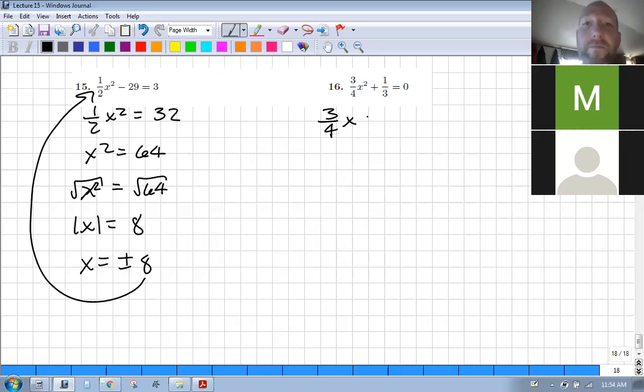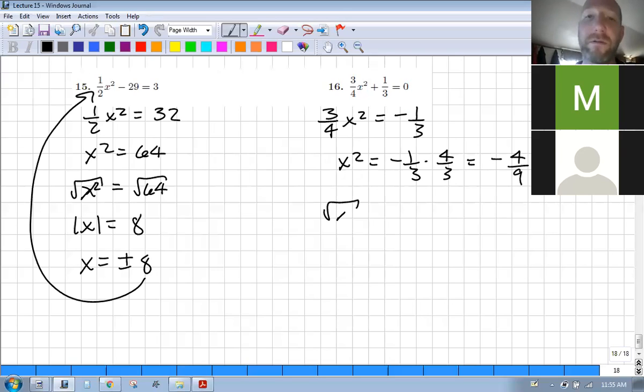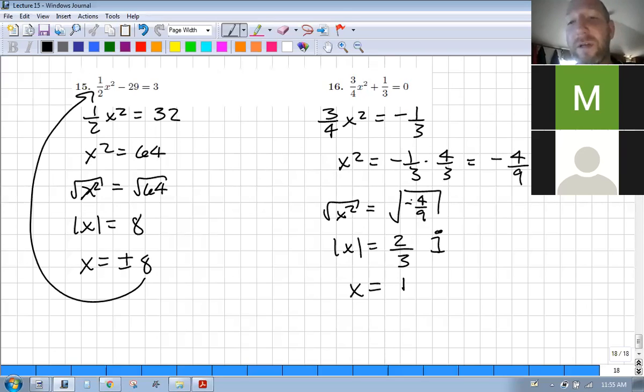So over here, we will subtract 1/3 from both sides. Multiply both sides by 4/3. We got a -4/9. Square root both sides. This minus is going to give us an i. The square root of 4 is 2, square root of 9 is 3. So x is plus or minus 2/3 i.